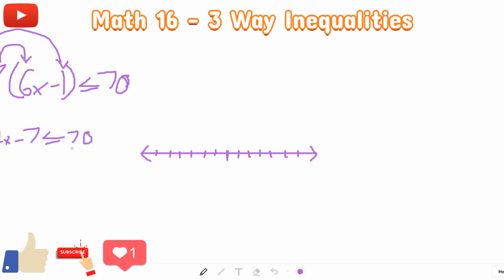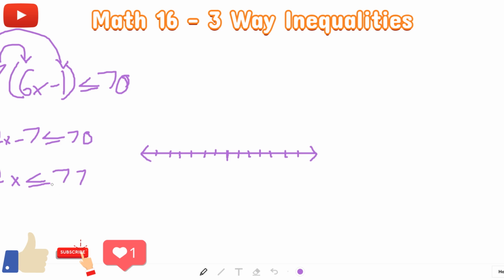Since we're subtracting 7, we have to do the inverse operation, which is adding 7. So we can simply write this as 42x is less than or equal to 70 plus 7.